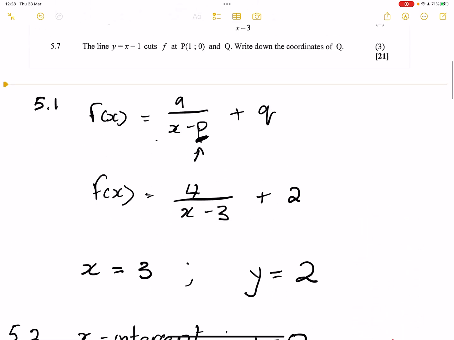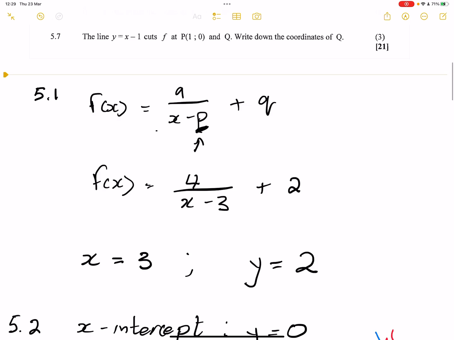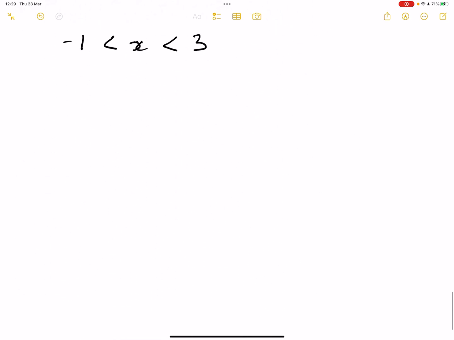Okay, the last question, they say the line y is equal to x minus 1 cuts f at 1 and 0 and Q. Write down the coordinates of Q. So now we are introducing another graph, which is y is equal to x minus 1, right? So we want the points where that graph intersects with f, right? Okay, so we want the other point.